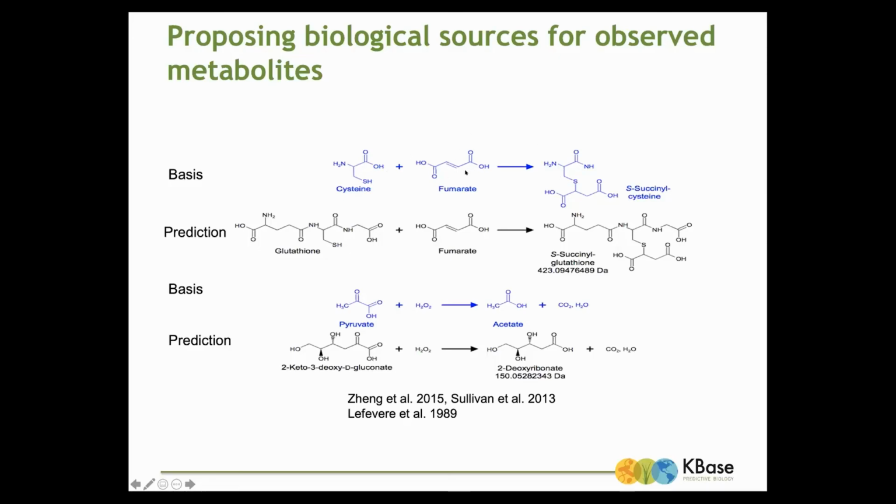Well, cysteine will combine with fumarate and form succinyl cysteine. And so you can say, well, if this can happen, then maybe this can happen as well. And so I've now mechanistically come up with a hypothesis of how this peak came to be. And I can look for enzymes now that might do this, isolate the enzyme, purify it, test it in a test tube, and see if the chemistry happens. Same thing with this second reaction.